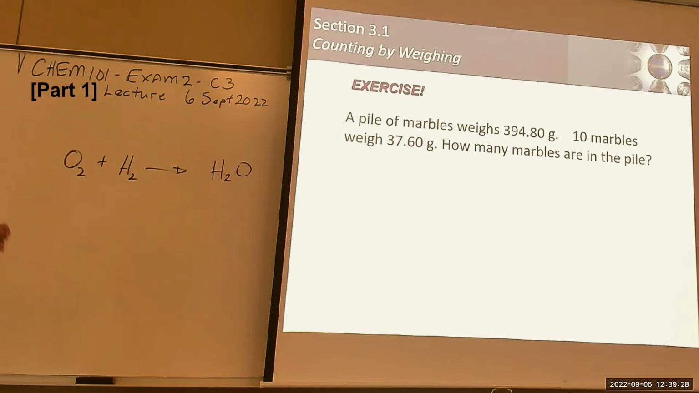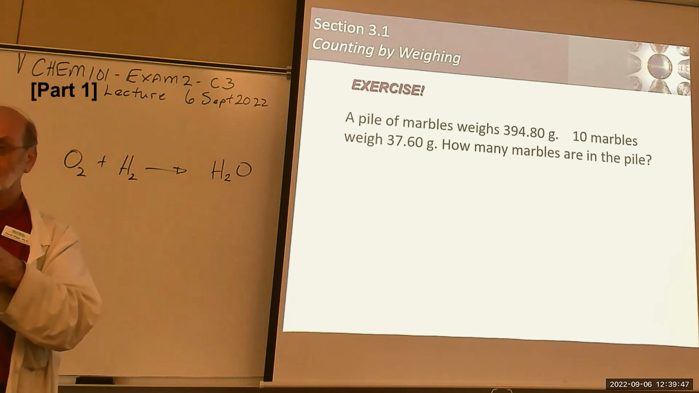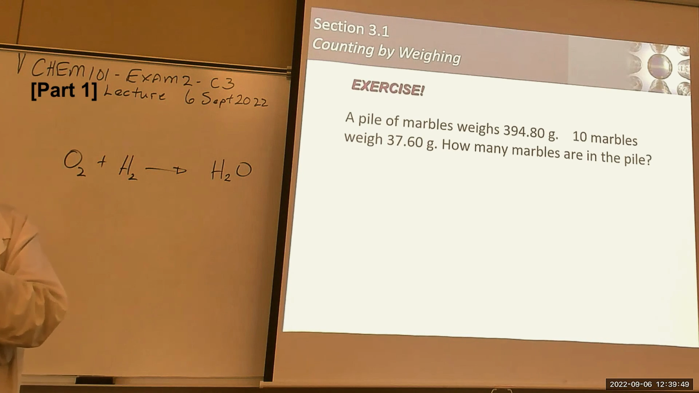Okay, so here's my example. Say you have a pile of marbles, and you know that pile weighs 394.80 grams. You know that for sure. It's easy to measure that on a balance. But we want to know how many marbles there are in that mass, but we don't want to have to count all of them. So what we do is we just take a subsample, like 10 marbles, and we weigh those 10 marbles, and they're 37.6 grams.